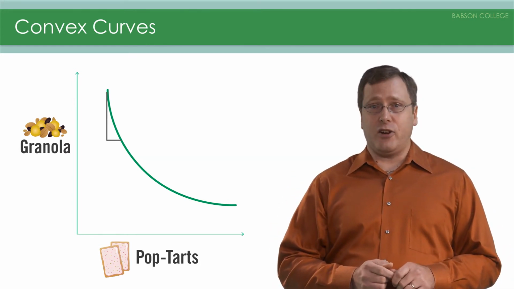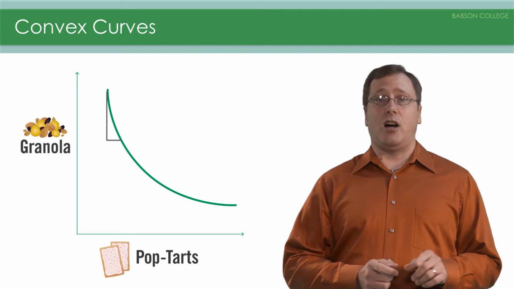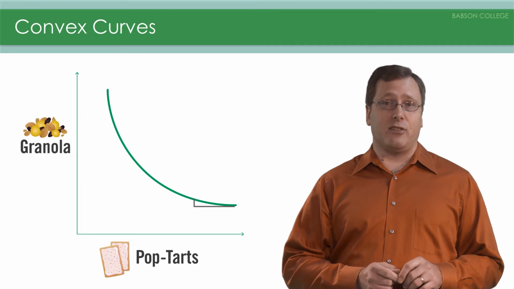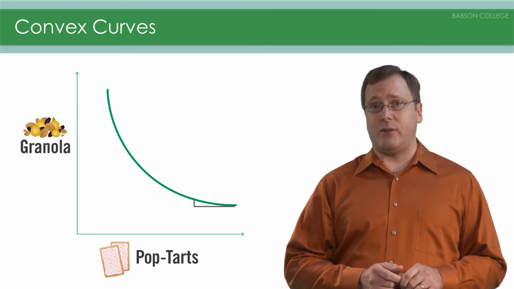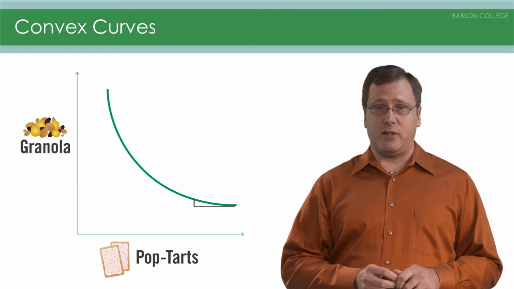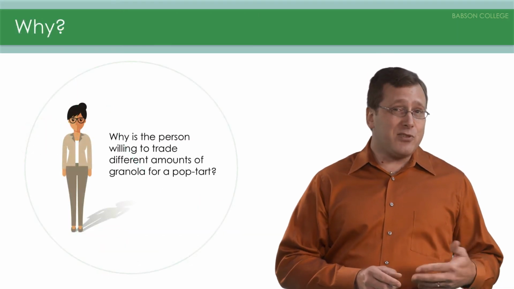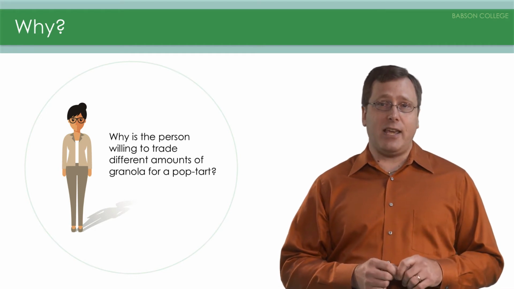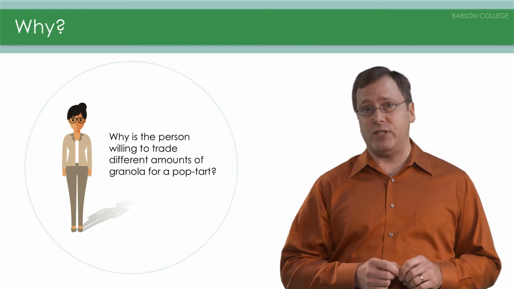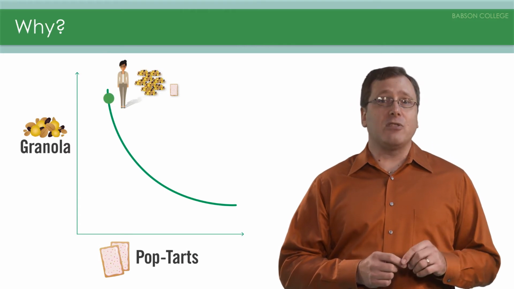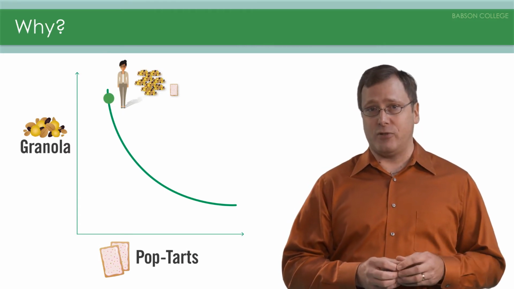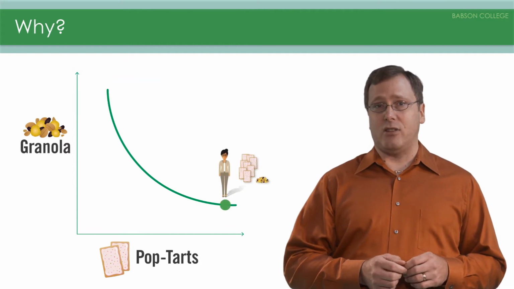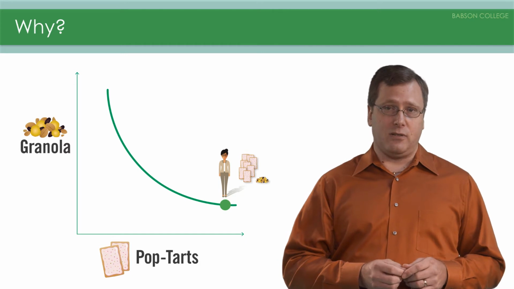The upper left part of the curve is where the person is willing to give up a lot of granola for just a few Pop-Tarts. However, the bottom right curve is where the person is willing to give up very little granola for a lot of Pop-Tarts. Why is the person willing to trade different amounts of granola for Pop-Tarts? The key here is the allocation between the two goods is different in the two regions. Notice, in the upper left, the person already has a lot of granola and not many Pop-Tarts. But in the bottom right area, the person has a lot of Pop-Tarts and not much granola.